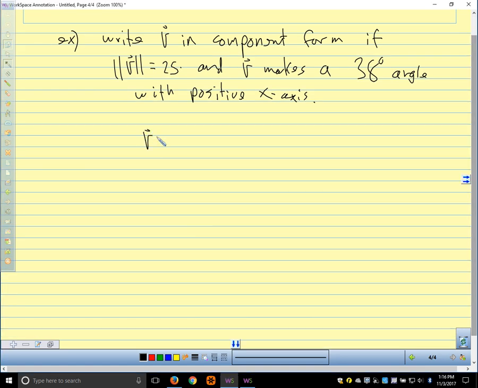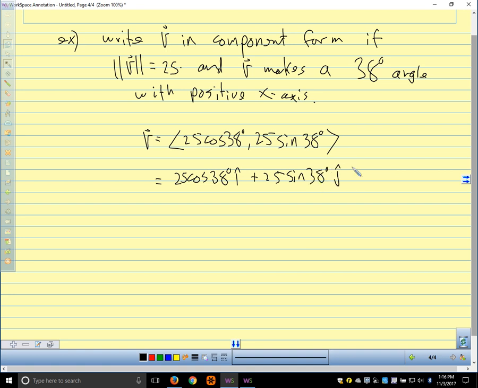This is just saying V equals 25 cosine 38, comma 25 sine 38. If it asks you to write V in terms of the standard unit vectors as a linear combination of standard unit vectors, 25 cosine 38 i hat, that should be a 5 there, plus 25 sine 38 j hat. We can multiply that out, put it in your calculator, but that's fine. This component form is a linear combination of the standard unit vectors.